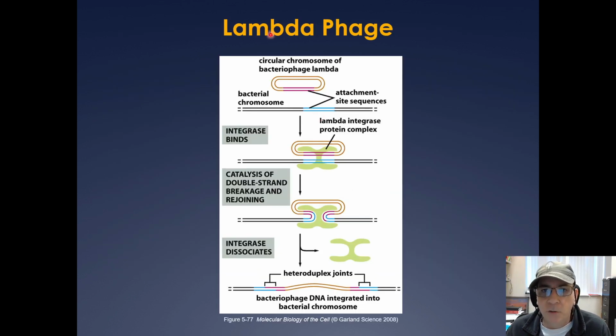Now, here's Lambda Phage. Those of you who are interested in microbiology should really pay attention to this. I'm sure you've had it if you've taken Professor Boyd's microbiology course. What you have here is Lambda Phage. It's a circular DNA phage, and it has a lambda integrase protein that'll bring it to a region of the genome, and then it can create a double strand break and join, and then the lambda phage DNA is integrated into the bacterial genome.